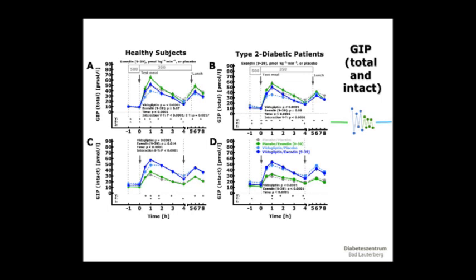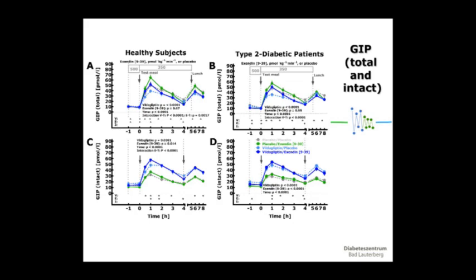And I just want to ask you to compare the pattern in the healthy subjects with the type 2 diabetic patients. It is basically the same pattern, it's the same scale, so it's the same quantities, and I think this underscores that there is nothing different in terms of GIP secretion between healthy subjects and type 2 diabetic patients.